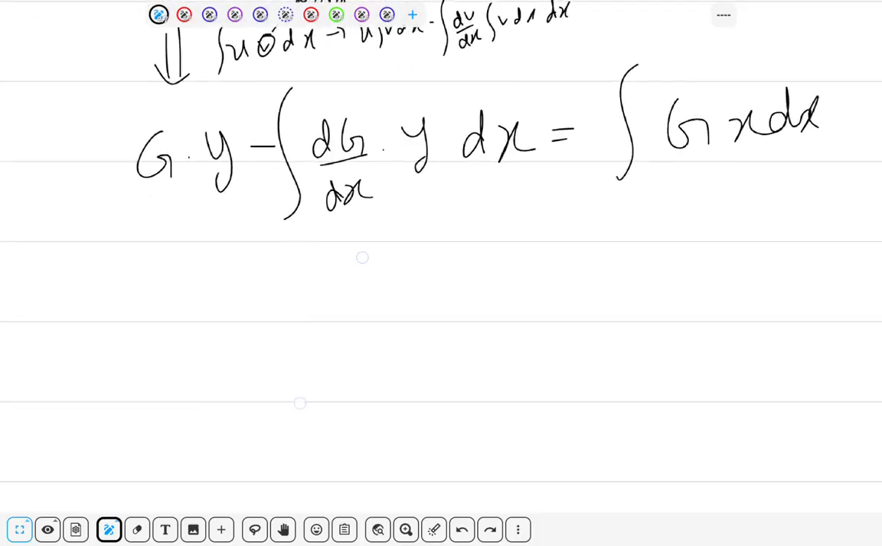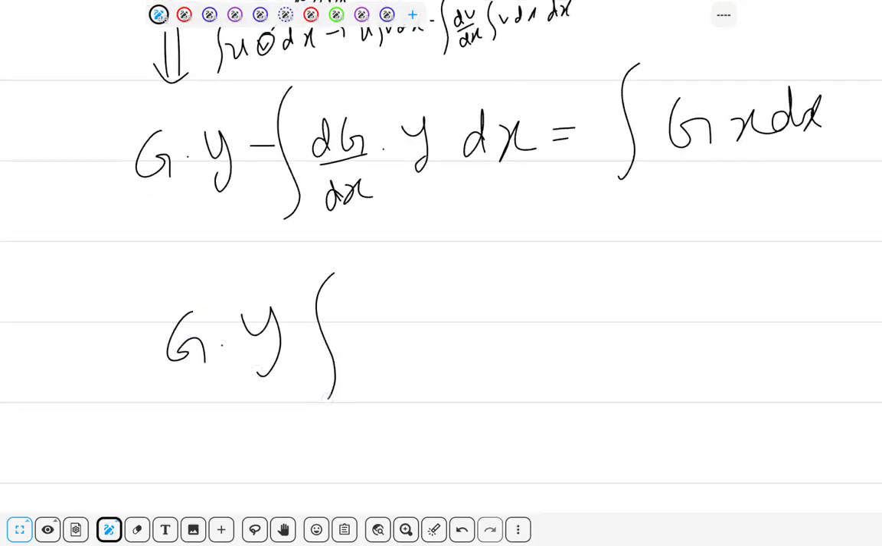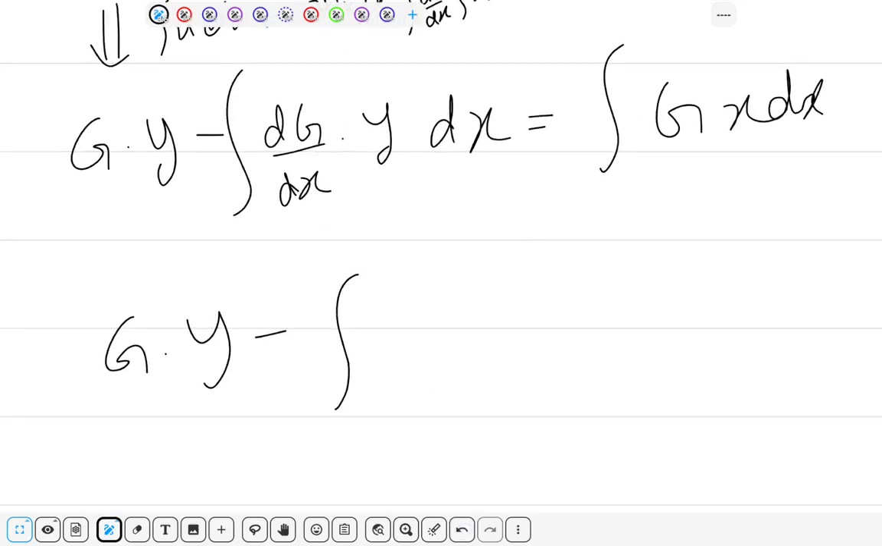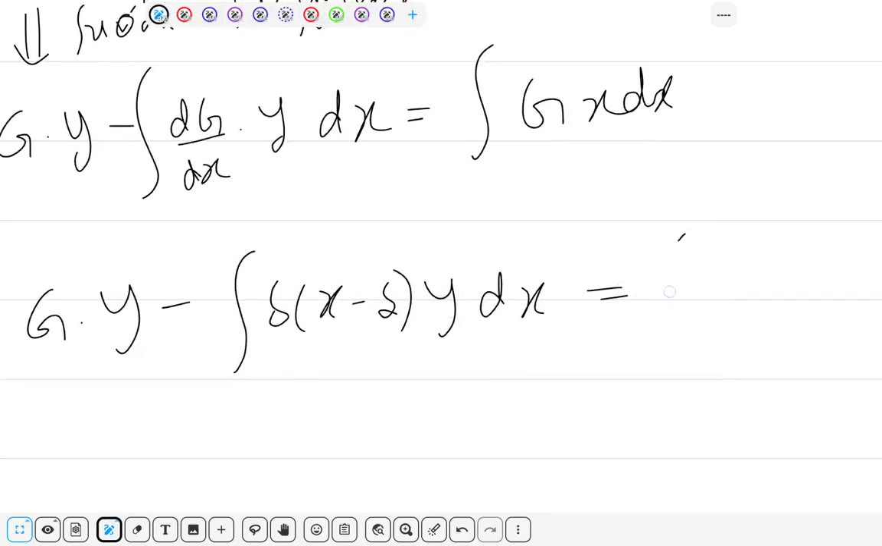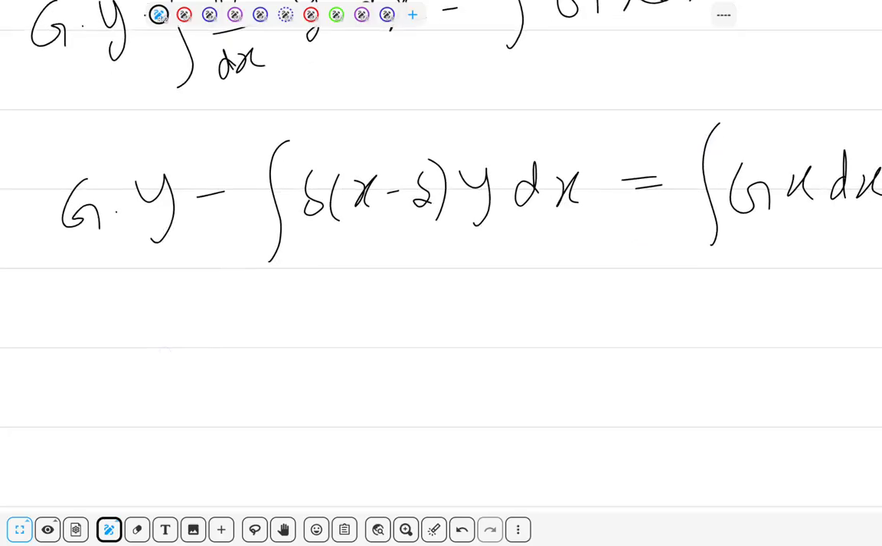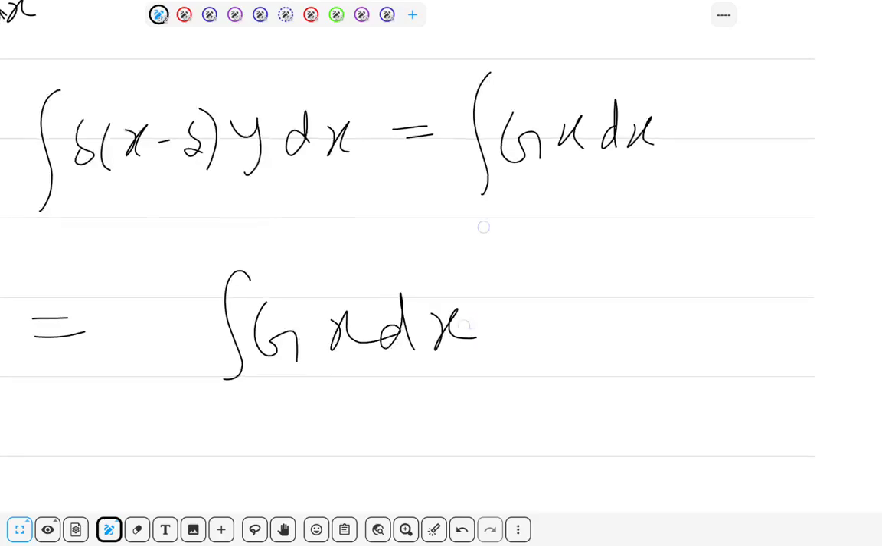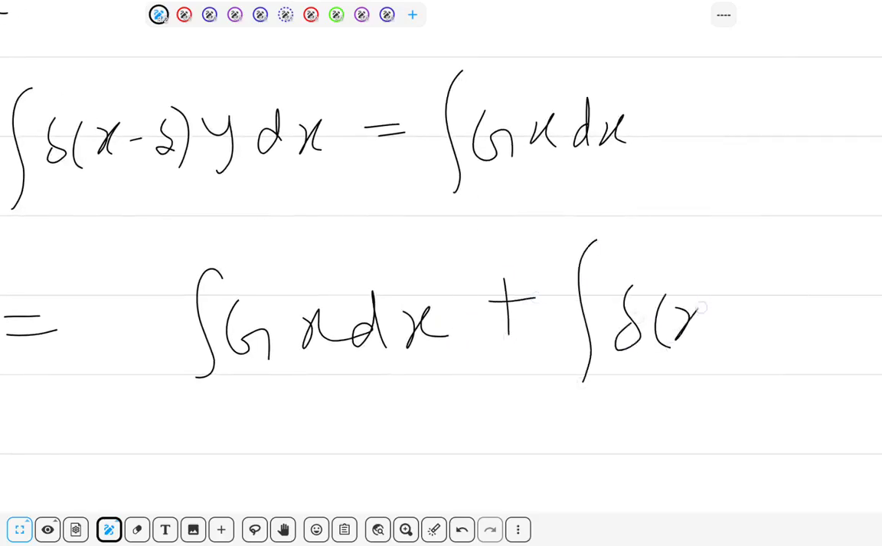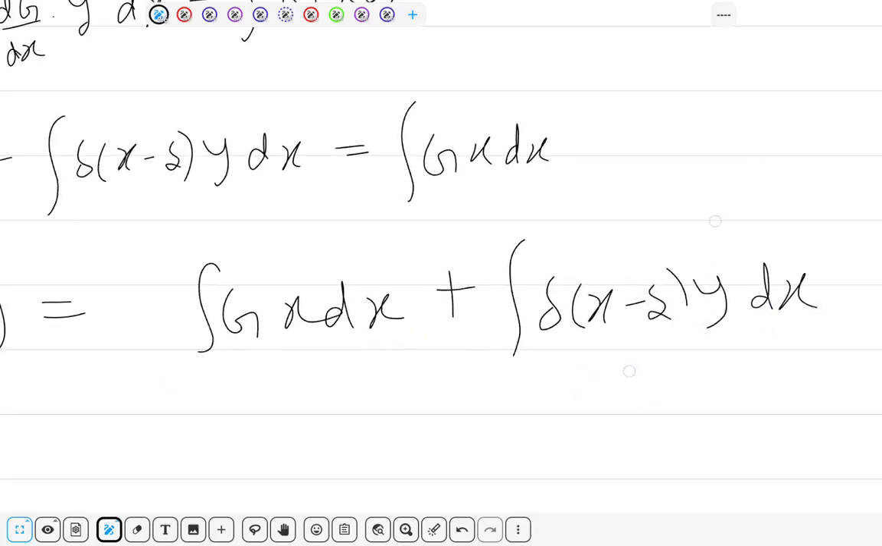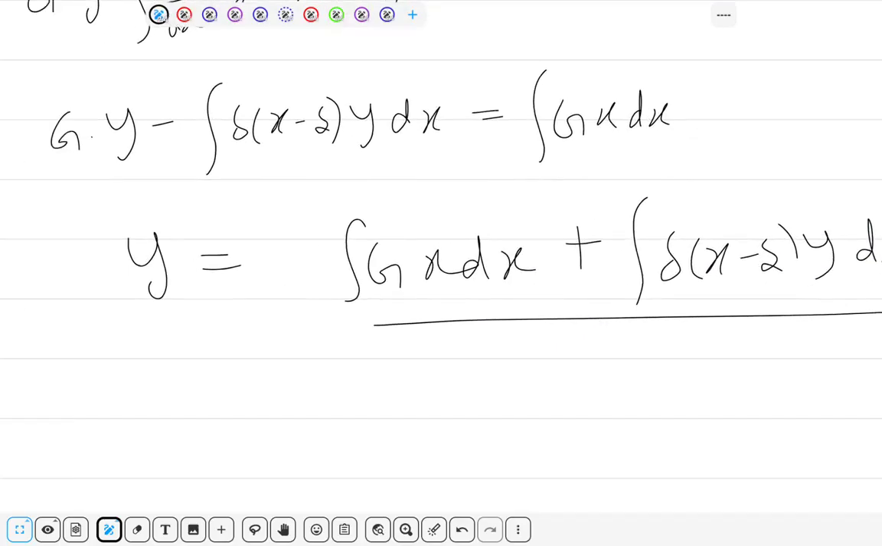And so this will be equal to g times y integration, and you know what this will be, right? So this will be delta of x minus s times y dx is equal to g x dx, and so my y will be equal to the integral of g x dx plus delta of x minus s, divided by G.